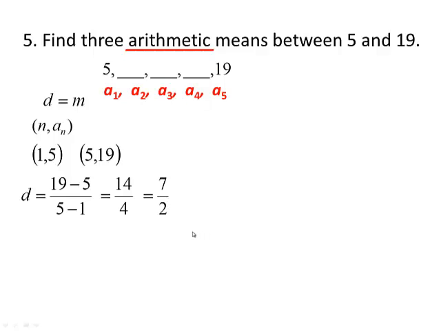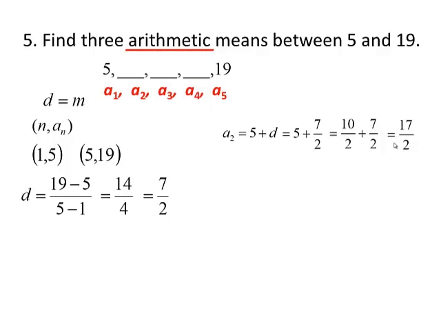Okay, now knowing that each time we're adding the common difference, I'm going to use this recursive formula. So the second term is going to be the first one plus my common difference. So 5 plus 7 halves, and getting common denominator, this will be 10 halves plus 7 halves. That'll give me 17 halves.